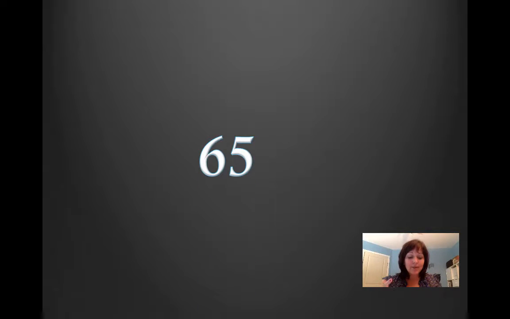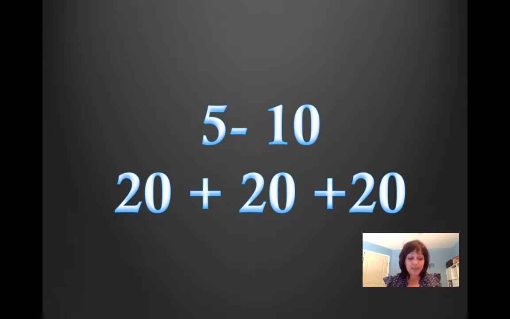So let's take the number 65 in base 10. If you ask a Nigerian person how they would tell you about the number 65, they would say, take 5 and 10 from 320s. They use addition and subtraction to describe their numbers.